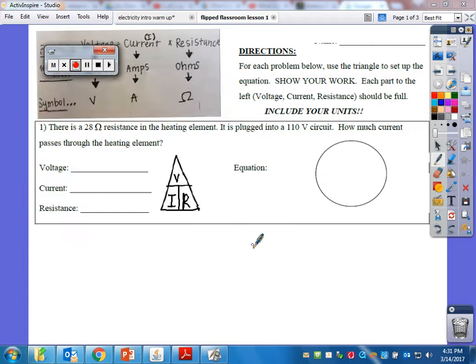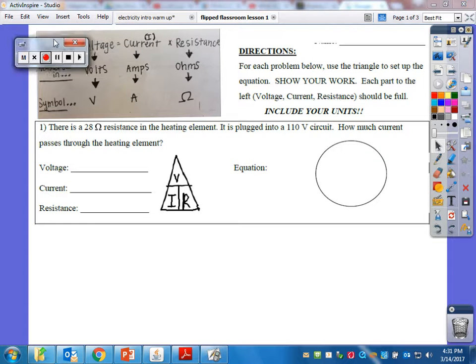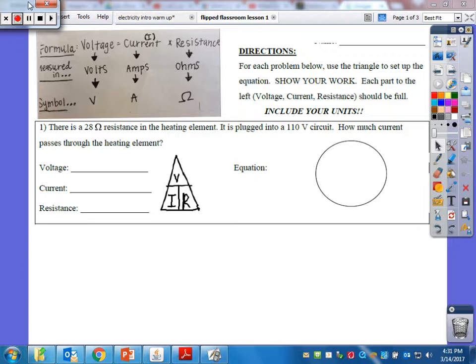Alright guys, so we are going to start off with doing Ohm's Law. Ohm's Law states that V equals I times R, which is voltage, current, and resistance. So if you look here on the board, I'll show you, let me move this. Okay, so our formula is up here on your paper, and it's voltage equals current times resistance.